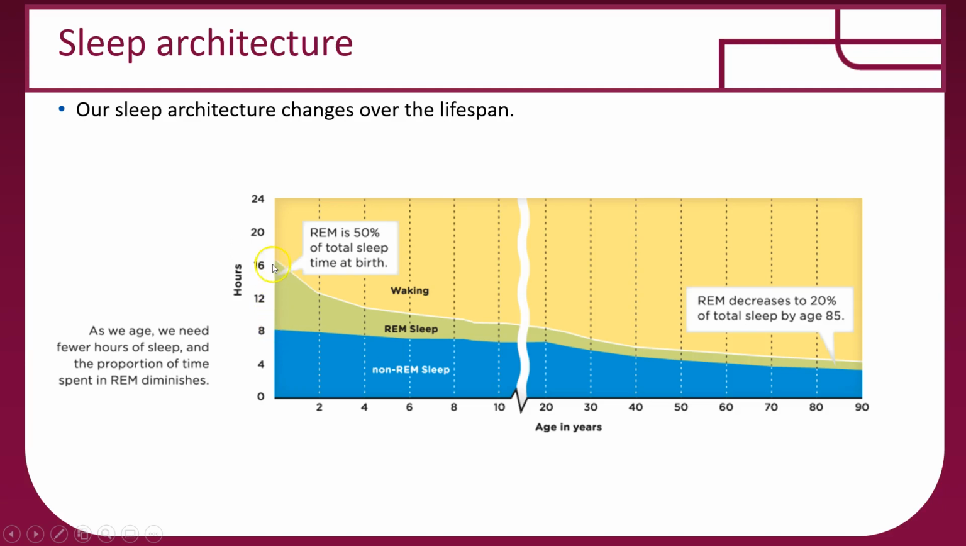And most of the time is in REM sleep, or about half the time is in REM sleep. And you can see the amount of sleep we need decreases as we get older. And in fact, at older age, people sleep less than 8 hours a night consistently. And the amount of REM sleep decreases as we age as well.